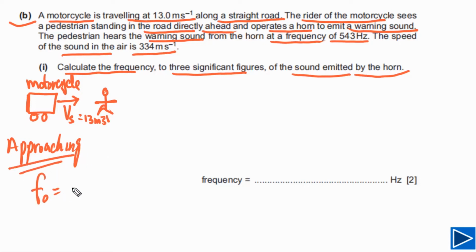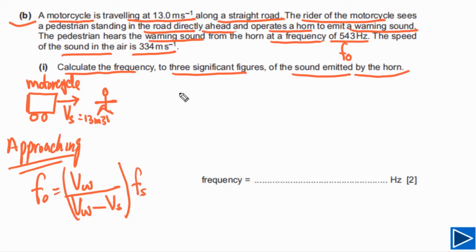So observed frequency will be equal to speed of the wave in that medium divided by speed of the wave minus speed of the source, multiplied by the frequency of the source. In this case, the source is approaching, so it has to be negative because observed frequency has to be greater than frequency of the source. This frequency is the observed frequency because this is the warning sound heard by the person. We have to find out Fs.